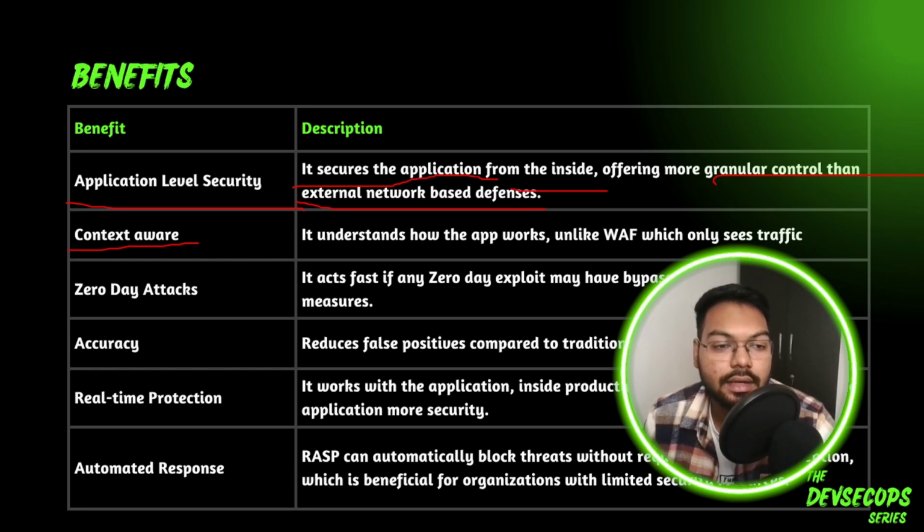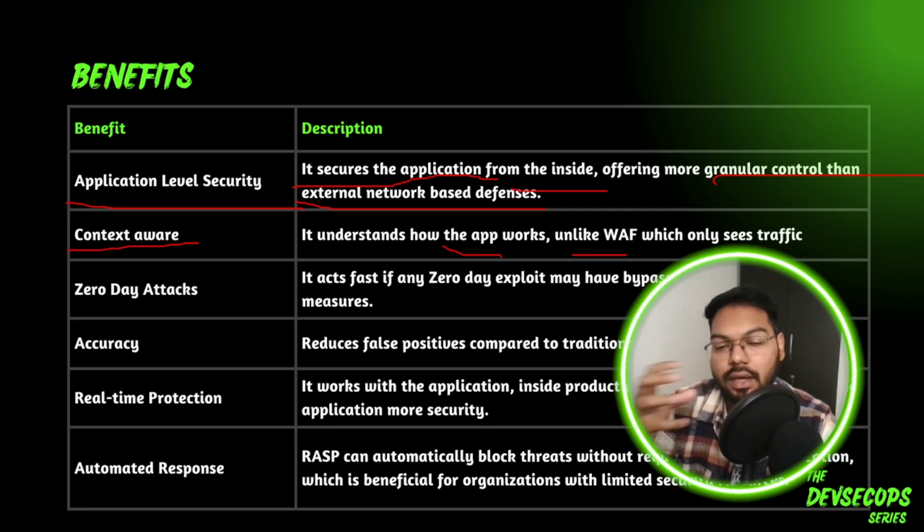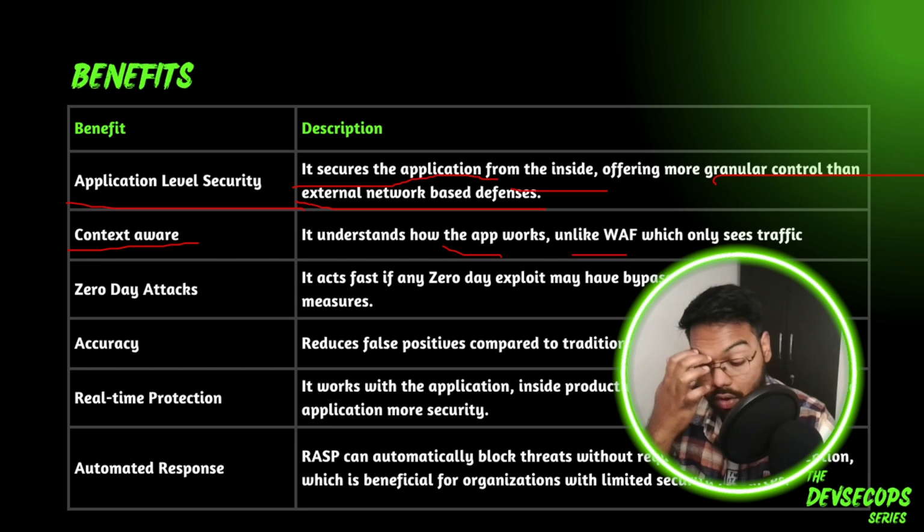Okay, then the benefit of RASP is that it is context aware and understands how the app works. Unlike WAF, the web application firewall, which sits outside of your application and just looks at the network traffic and blocks certain kinds of headers, requests, payloads, or certain IPs or geolocations. So WAF is an outside tool.